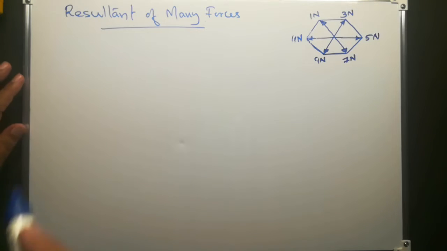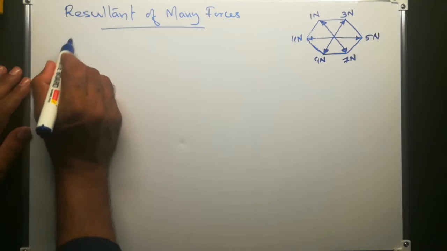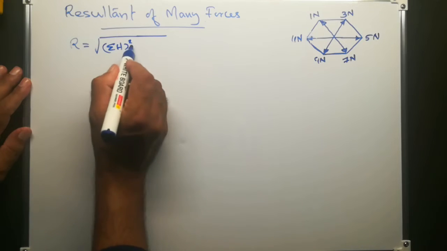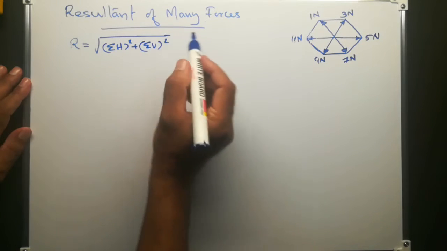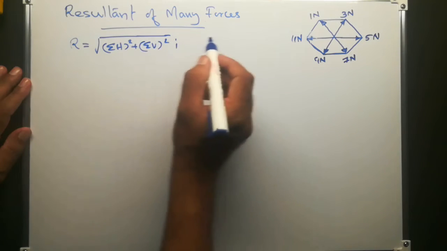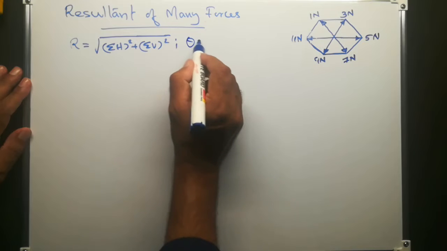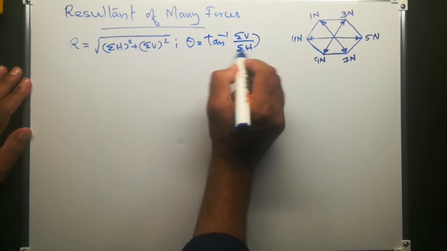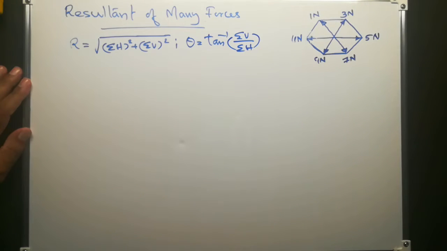To find out the resultant, the equation we are going to use is resultant R is equal to square root of sigma H squared plus sigma V squared, and the resultant's inclination with the x-axis is theta equal to tan inverse sigma V divided by sigma H. Now to find sigma H and sigma V, sigma H is the algebraic sum of horizontal components of all these forces and sigma V is the algebraic sum of vertical components of all the forces.